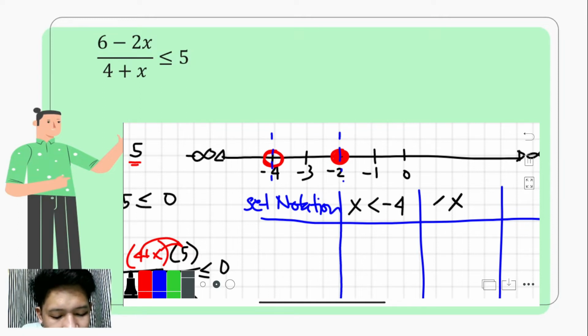x is greater than negative 4, because see, greater than negative 4, but less than or equal to negative 2, because this one is solid.